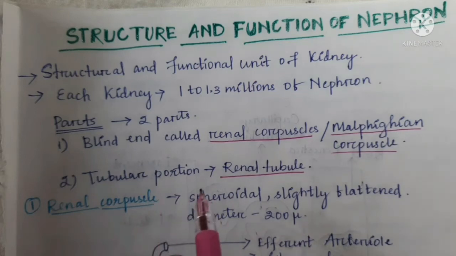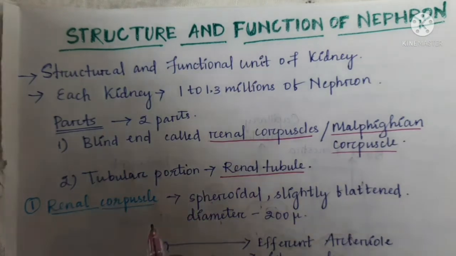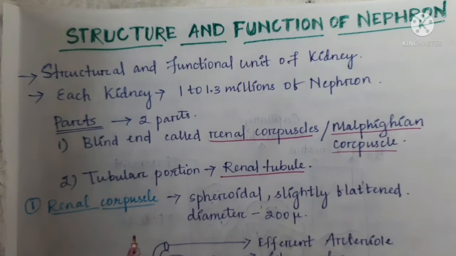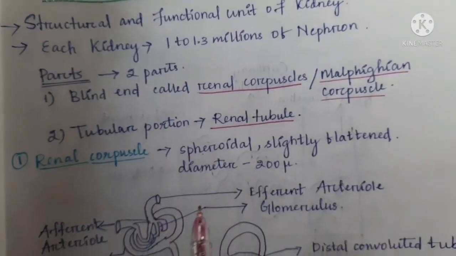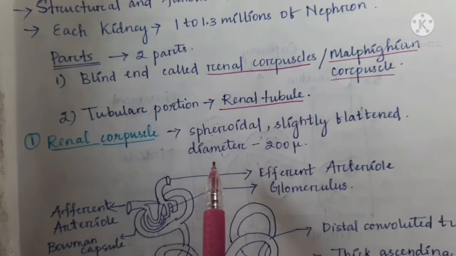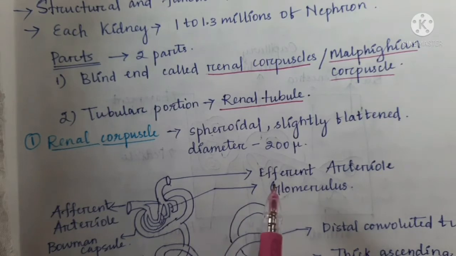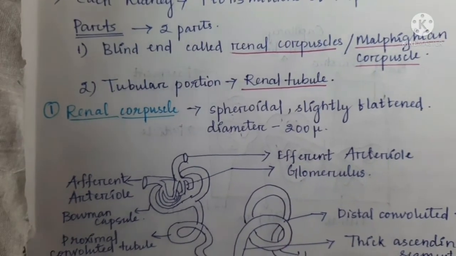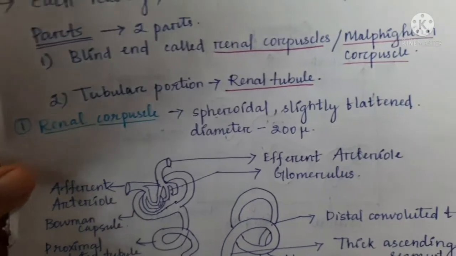Renal corpuscle, or Malpighian corpuscle. The renal corpuscle is spherical or slightly flattened in shape, and the diameter is 200 μ. Here you can see the structure of the nephron.